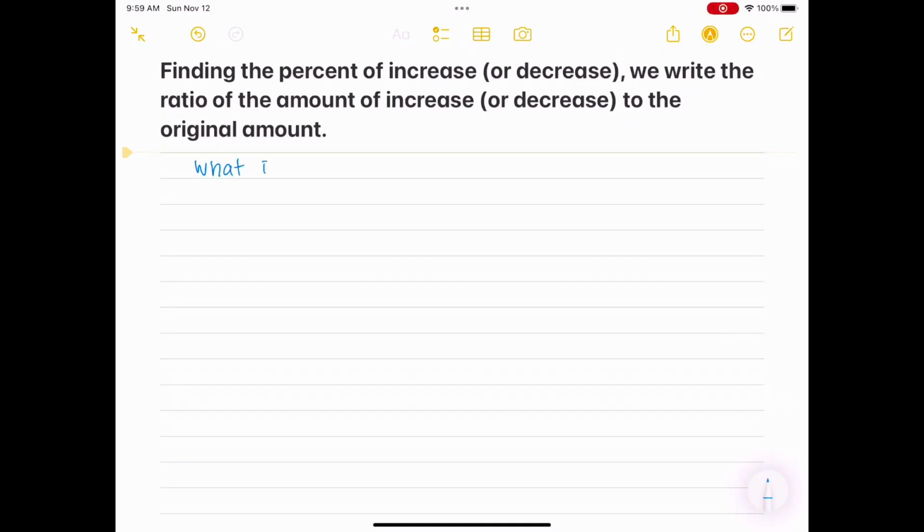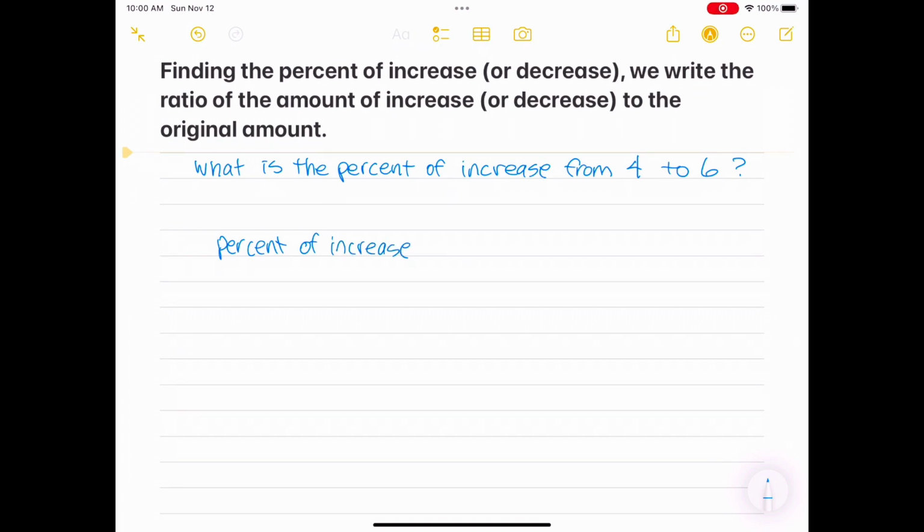Finding the percent of increase or decrease. We write the ratio of the amount of increase or decrease to the original amount. What is the percent of increase from 4 to 6? First, we find the difference between 4 and 6. It's a subtraction problem, 6 minus 4. And we put it as a ratio to the original amount, which is 4. So it's 6 minus 4 over 4.